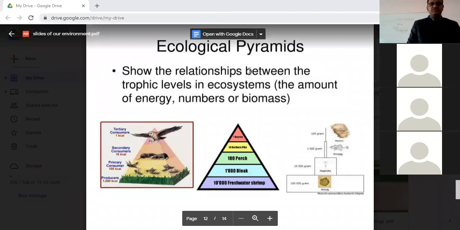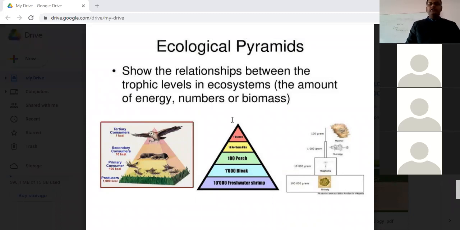So students, today's assignment for you all. Write down today's assignment. Draw ecological pyramid.